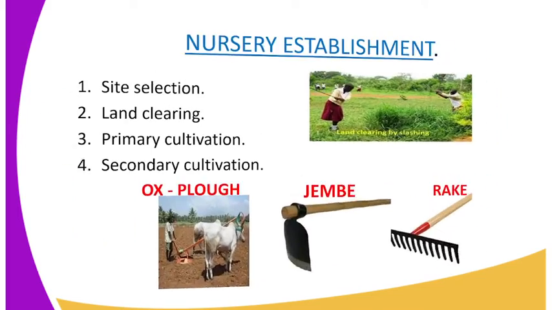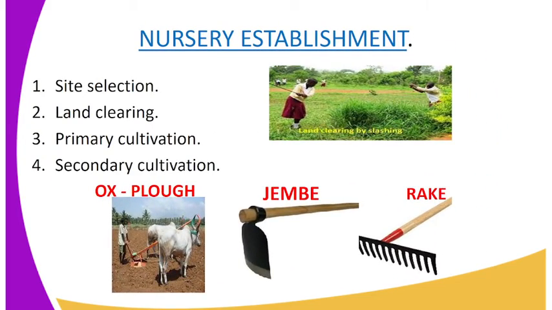Then we go to the nursery establishment. There are certain key practices that you're supposed to consider when it comes to nursery establishment. The first one, we have site selection. The second one is land clearing, and the third one is primary cultivation, and the other one is secondary cultivation. These terms, I think we discussed them during crop production 1, and land clearing is the slashing or the removal of the vegetation cover of the previous crops. Then primary cultivation, we defined it in crop production 1 as well as secondary cultivation.